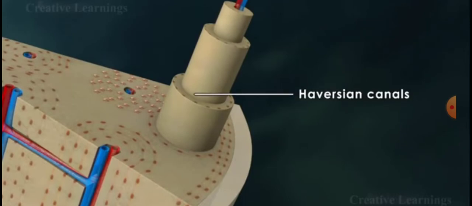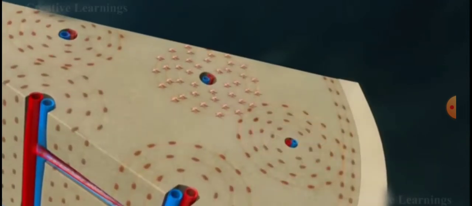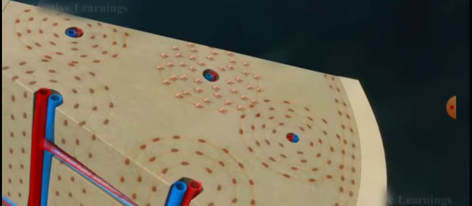As compact bone matures, it develops a network of interconnecting vascular canals, referred to as Haversian canals, which contain blood vessels that supply nutrients to osteocytes. The compact bone will surround the Haversian canals in layers known as osteons.